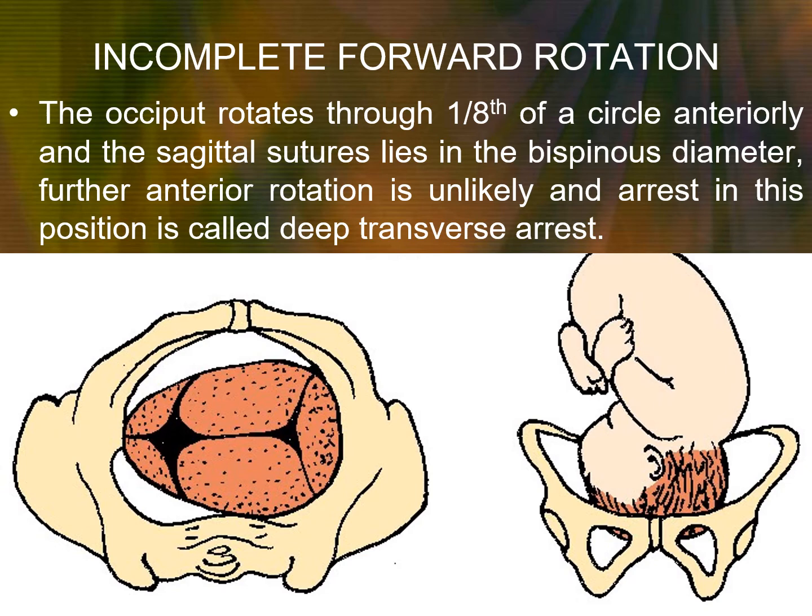Incomplete forward rotation: the occiput rotates through 1/8 of the circle anteriorly and the sagittal suture lies in the bispinous diameter. Further anterior rotation will not occur and the arrest in this position is called deep transverse arrest. Remember, it is deep transverse arrest. Instead of the 3/8 circle rotation, it will just rotate 1/8 circle and come to the transverse diameter. And later the anterior rotation will not occur. The fetal head will get caught in the bispinous diameter. That is known as a deep transverse arrest.